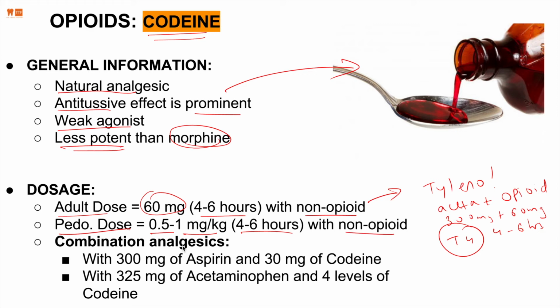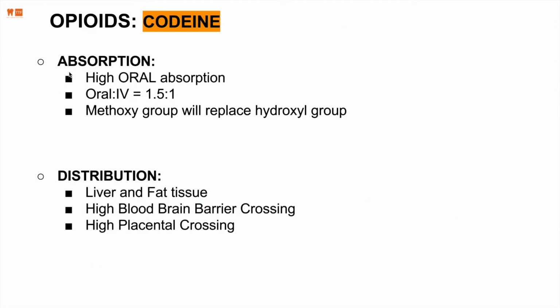In combination analgesic, we just talked about it, but let's take a little deeper dive. It is with a 300 milligram of aspirin and 30 milligram of codeine, or 325 milligram of acetaminophen with 4 levels of codeine. Same format, absorption, it is extremely high with oral as compared to IV, so we got 1.5 to 1 ratio for oral versus IV. The methoxy group is now replaced by hydroxyl group, leading to the absorption of codeine in more oral sense than IV.